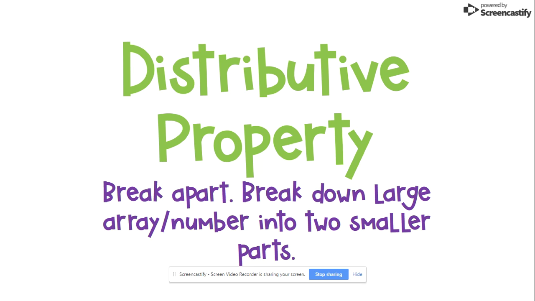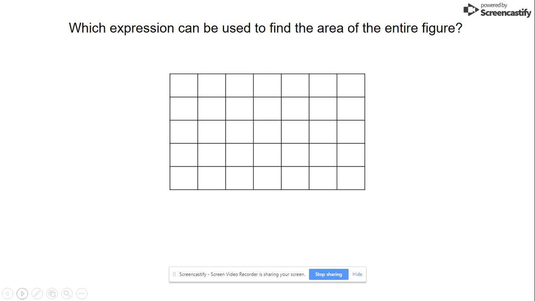My classroom, because we are going to take a rectangle or an array and break it into two smaller parts. In this first example, I have a rectangle with 5 rows of 7 squares. So I could simply multiply 5 times 7 to find the area of this rectangle. But I want to apply the distributive property and break it down into two smaller pieces.